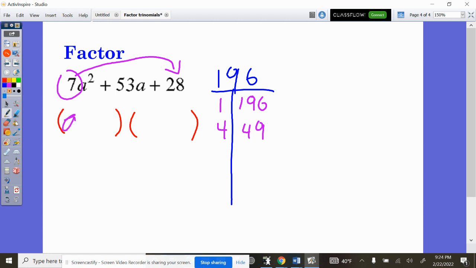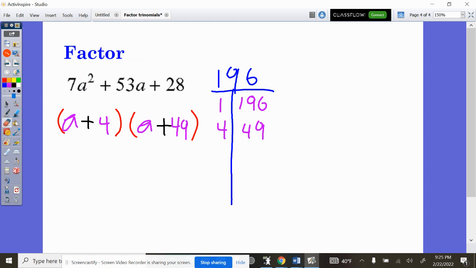I'm going to go ahead and put my A, and my A goes here, and I'm going to write my 4 and my 49. Now, what you have to ask yourself is, what am I doing with the 4 and the 49 in order to get a 53, which is our C? We have to add those. So we have to have the same sign, either both negatives or both positives. In this case, it's going to be both positives because I want to get a positive 53.